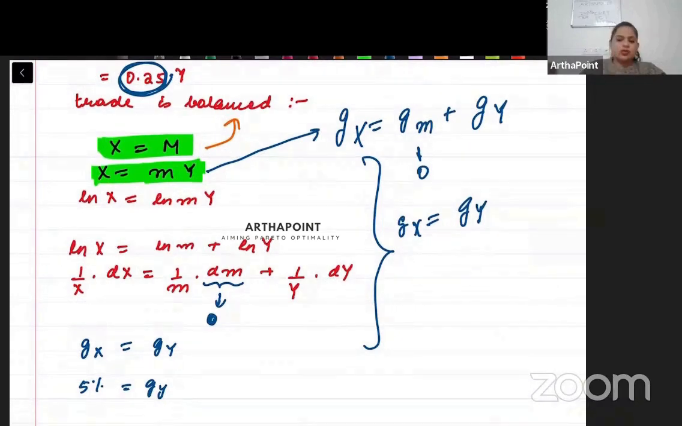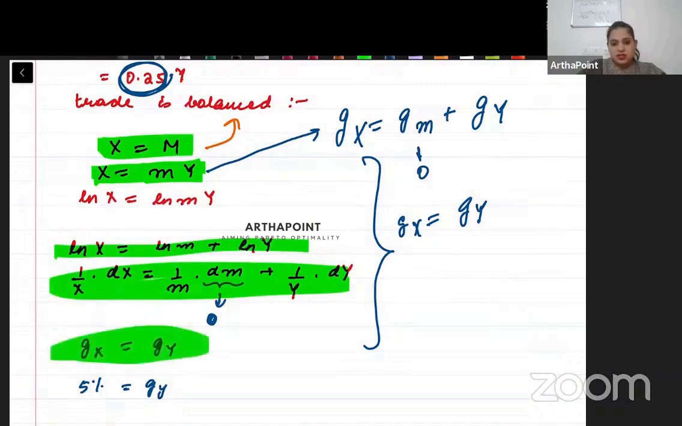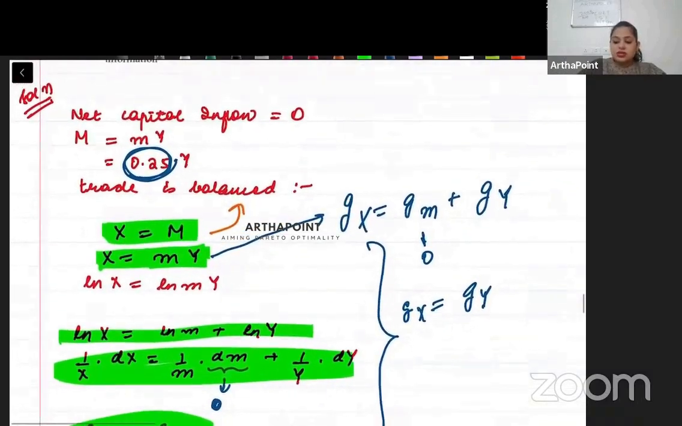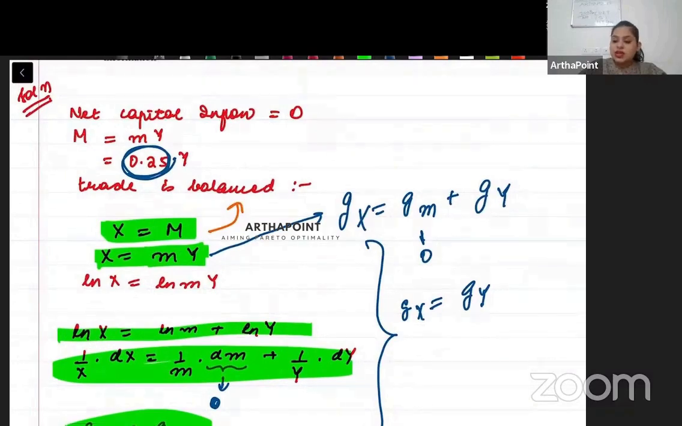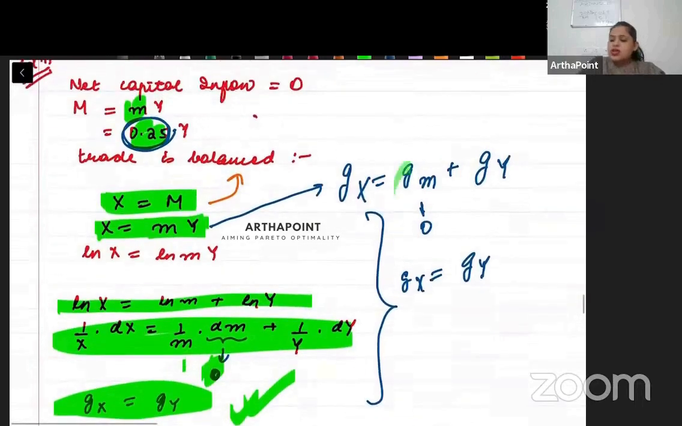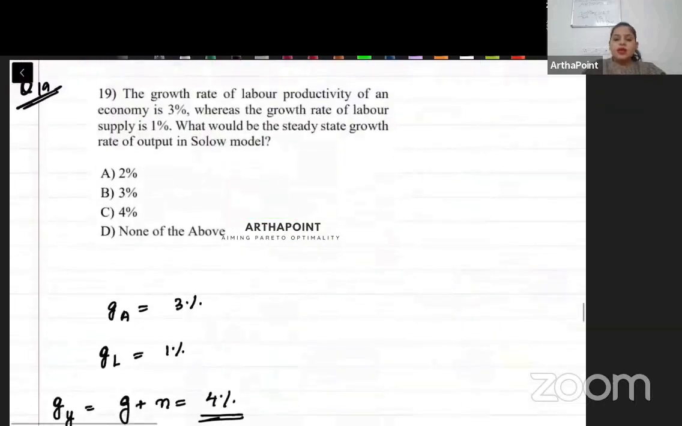So very simple question. You should know how to find the basic growth rate, how to take log on both sides, how to differentiate throughout, how to convert it into growth rate. That's it. And remember that MPM is a constant. So when you differentiate small m, that will give you 0 here. That is why the two growth rates will become equal. Or in simple words, there cannot be any growth rate of a constant. That will be 0. Come to the next question.